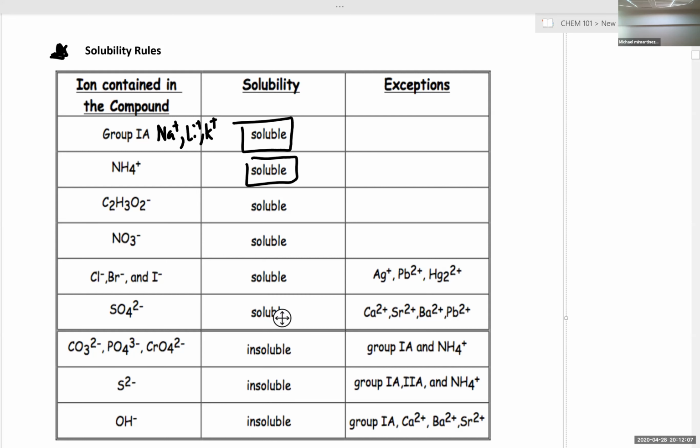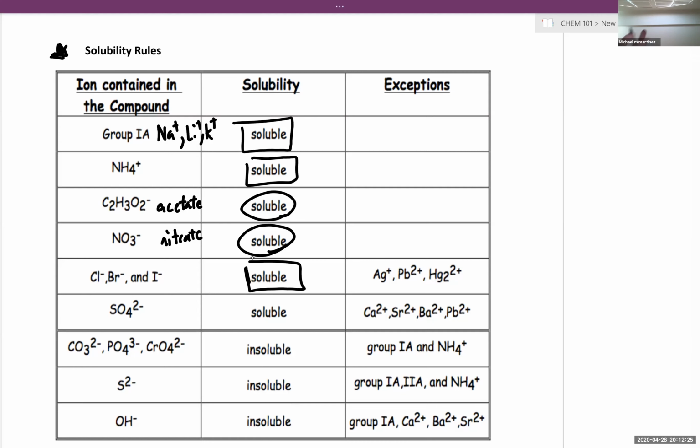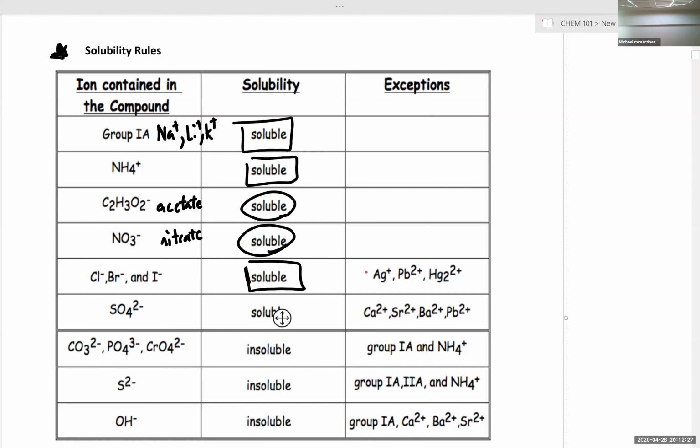For our anions, we have acetate and nitrate. Acetate and nitrate salts are all overwhelmingly soluble. Okay. Halide, chloride, bromide, and iodide salts are soluble. There is an exception. Silver, lead, and mercury salts are insoluble. Okay?